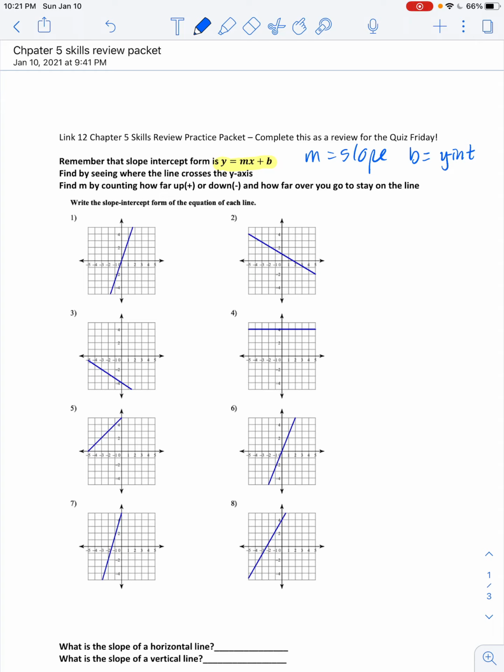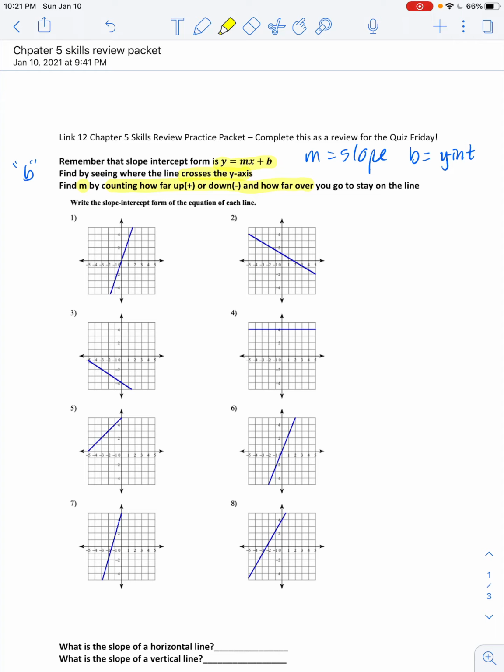It says find b by seeing where the line crosses the y-axis, so you're looking for that. And then it says to find m by counting how far up or down and then how far over. So let me help you with that on a couple of these.